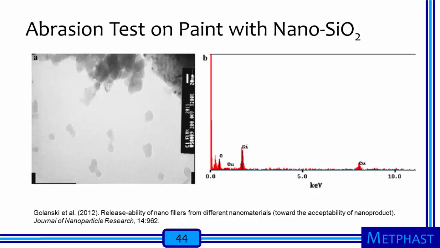Golansky and co-authors report results of energetic abrasion tests on surfaces coated with paint containing nanosilicon dioxide. As shown in the transmission electron microscope image on the left, these authors were able to observe particles 20 nanometers in size and smaller. On the right, the output from the analysis of one of these nanoparticles by energy dispersive X-ray spectroscopy shows distinct peaks of silicon and oxygen. This indicates that these abrasion tests are able to cause the release of free nanoparticles.